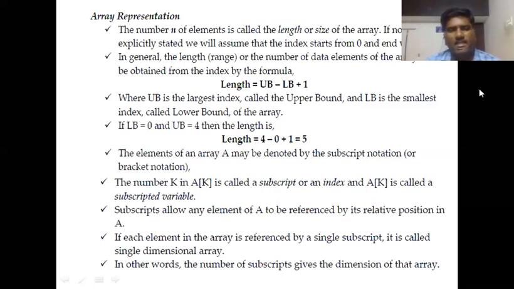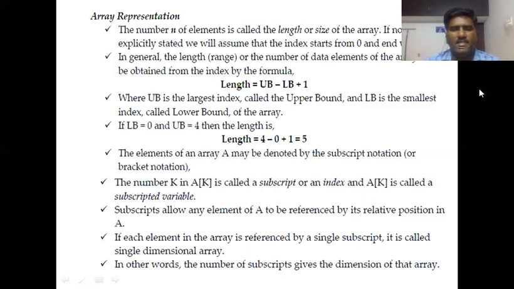Okay, right. An element of an array A is denoted by the subscript notation or bracket notation. The number k in A of k, here k is called a subscript or an index. And A of k is a subscripted variable. So here A is the array, k is a subscript or index. So A of k is a representation of the array.